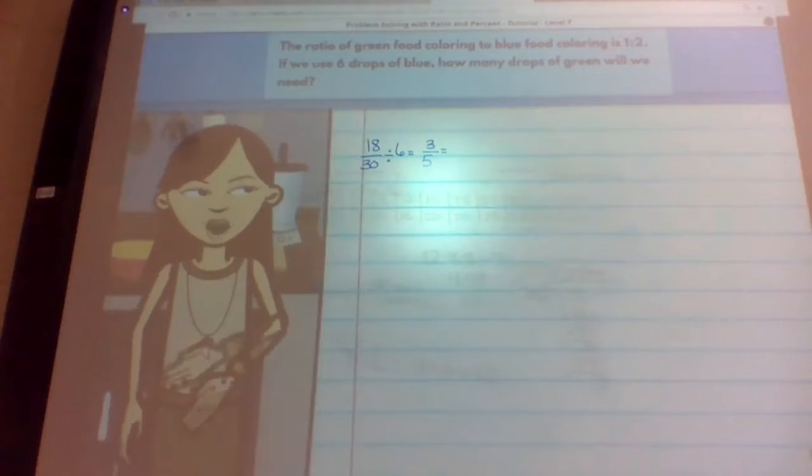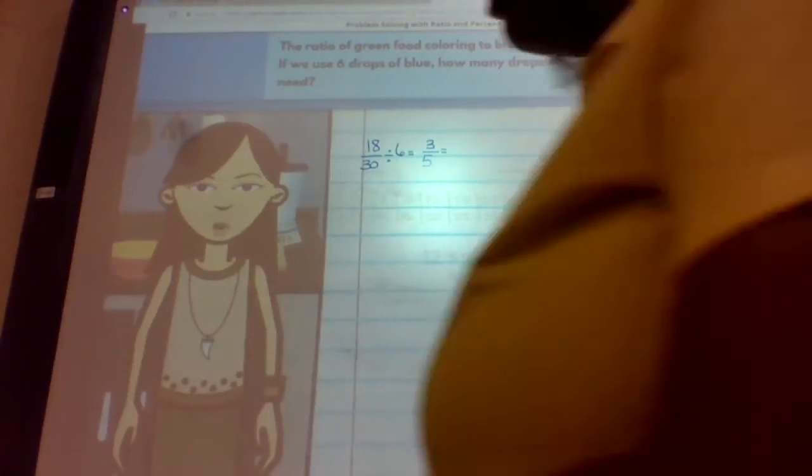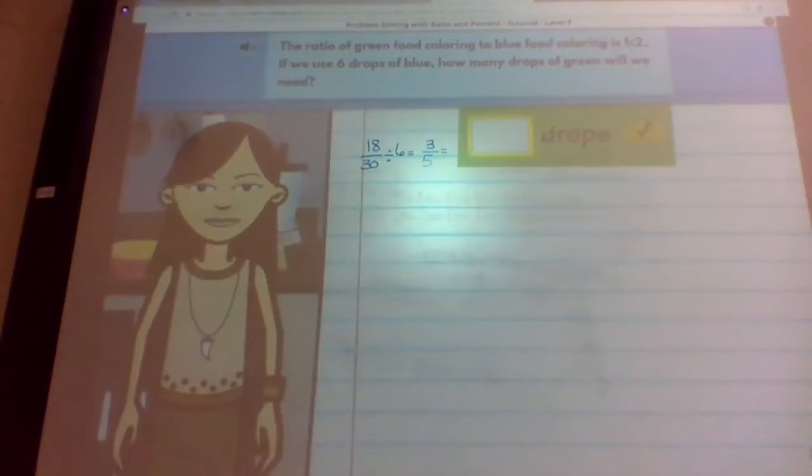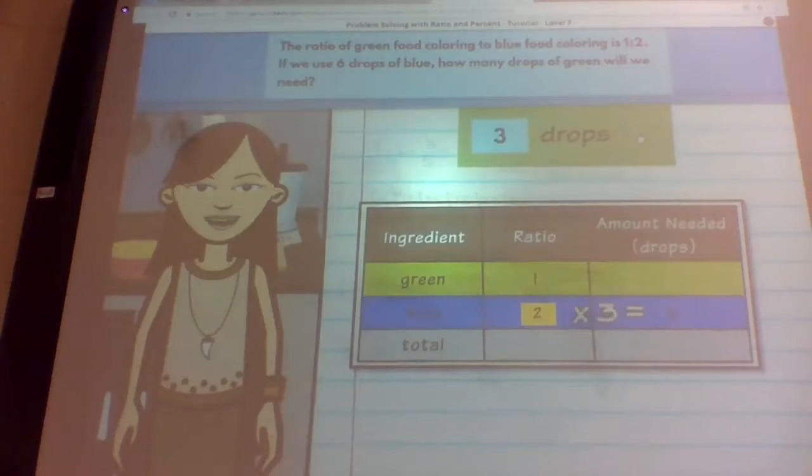The ratio of green food coloring to blue food coloring is 1 to 2. If we use 6 drops of blue, how many drops of green will we need? Did we read it right? The ratio of green to blue is 1 to 2. So if we use 6 blue, how many green will we use? 3, because 2 times 3 is 6. So we multiply 1 by 3 to get 3 green drops.